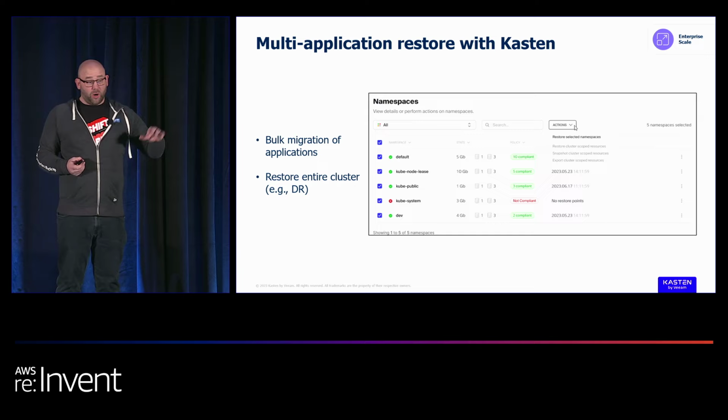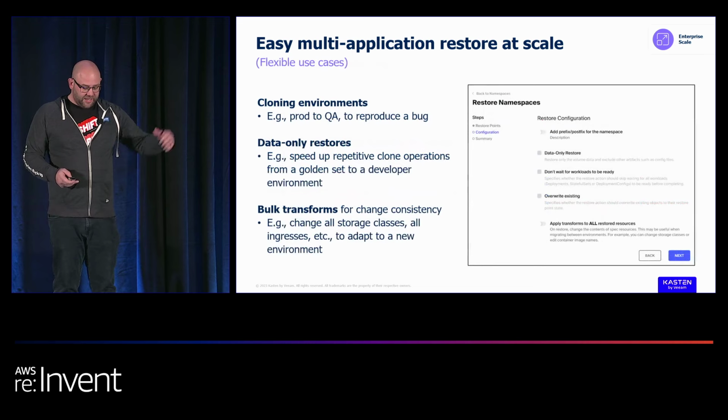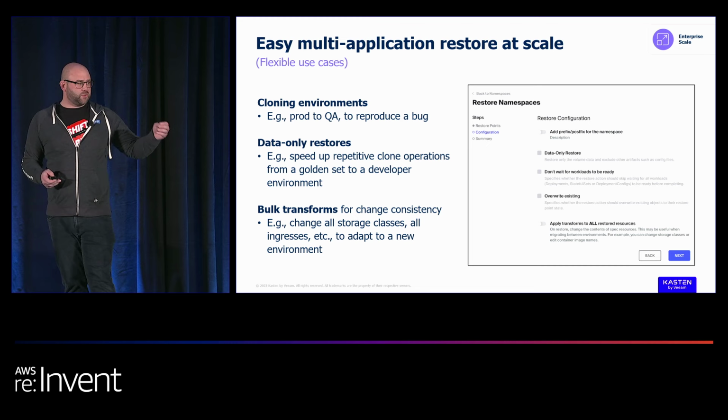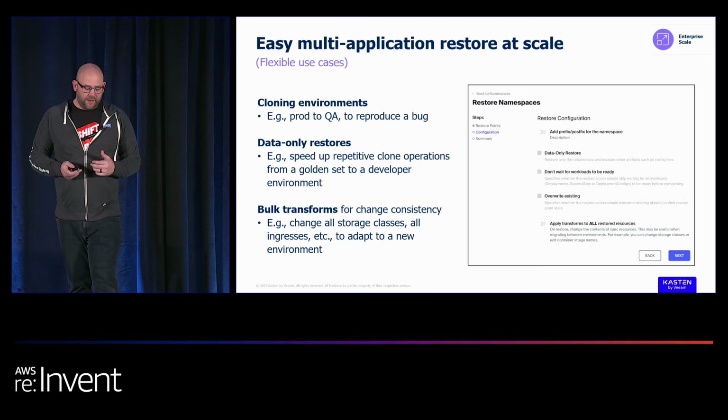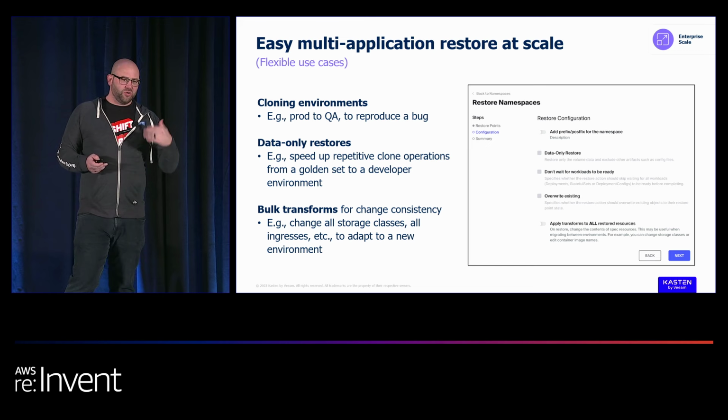Bulk migrations as well, like I just showed. You can pick a time range and you can do that multi-application restore. You can transform what they look like as well. So if you're going all into a new storage layer, then you can manipulate what that looks like as it goes through. So quite a flexible way of being able to not only recover, but also migrate and clone those workloads for other use cases, leveraging that data.